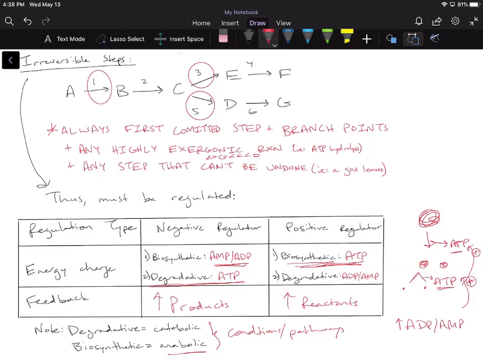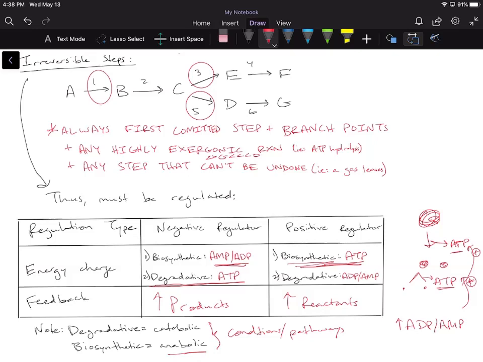So the key idea here is that if you have enough energy, you're not going to want to go through a pathway that makes more energy, or if a pathway requires energy to go through it, and we don't have enough energy, we're not going to want to go through that pathway so that we waste more energy, okay? So that's energy charge.